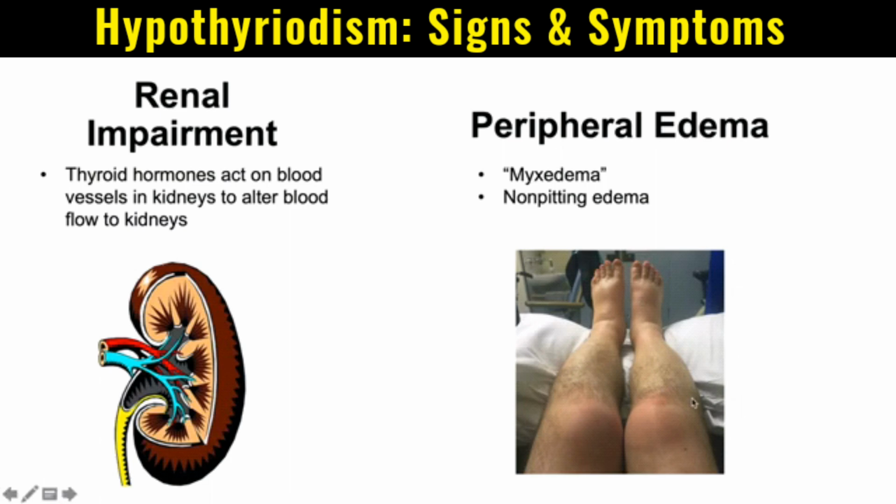So if you were to push your finger into the edema or into that area of swelling on the extremities, particularly we see this in the legs. So if we were to push on this type of edema, it does not cause a pit. It does not cause an area of compression, as opposed to pitting edema, where if you were to push on it, you'd have an outline of where your finger had been once you have lifted your finger off of that area. So that's the difference here. So again, renal impairment and peripheral edema are also signs of hypothyroidism.